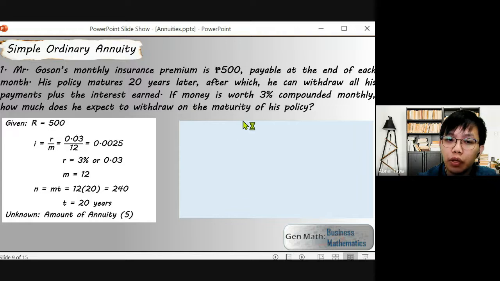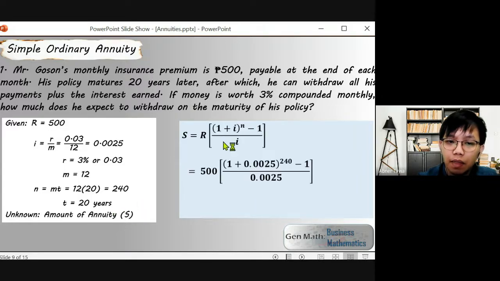Therefore, the formula we're going to use is the formula in solving the value of S. That is, we have here. So after identifying the correct formula, or the proper formula to be used, just substitute the given that we have identified to the formula we have.